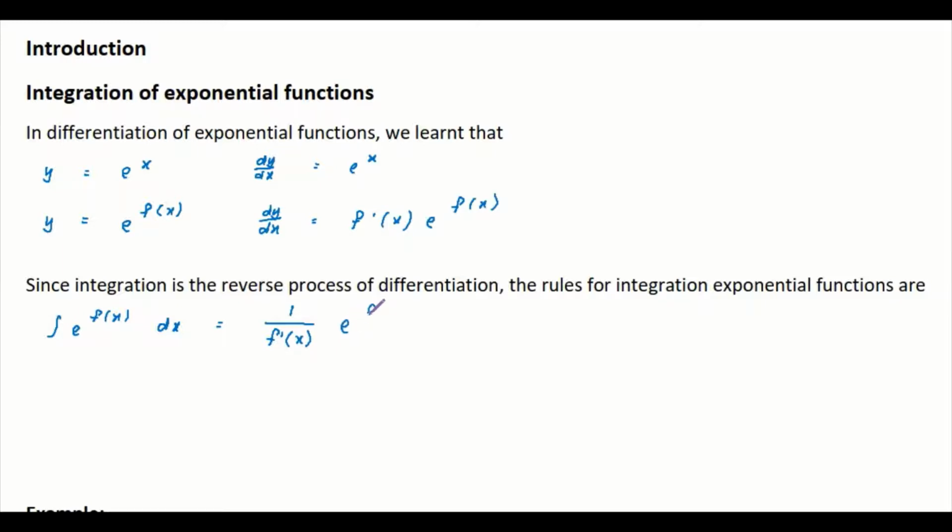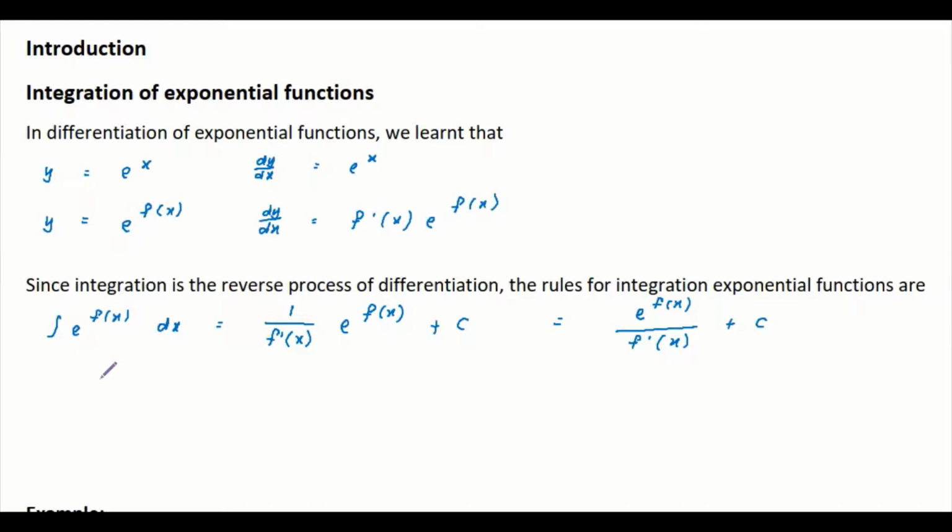So e^f(x) plus c. Okay, so in other words, if you want to combine them together, what you try to do is e^f(x), then you divide by whatever you get for the derivative of your function. Okay, so this is the general idea of it.